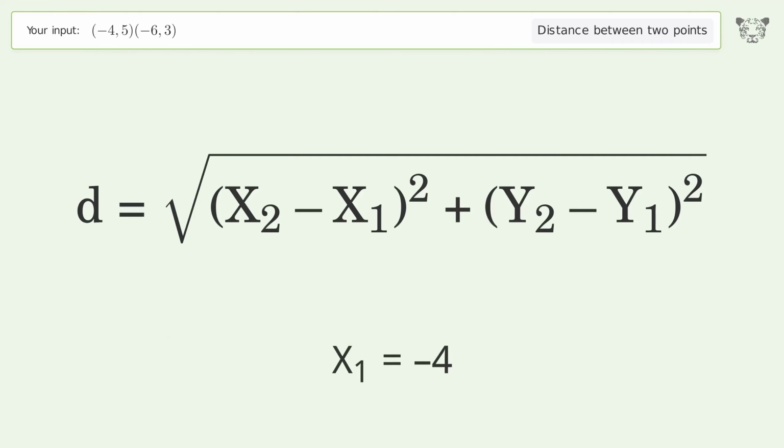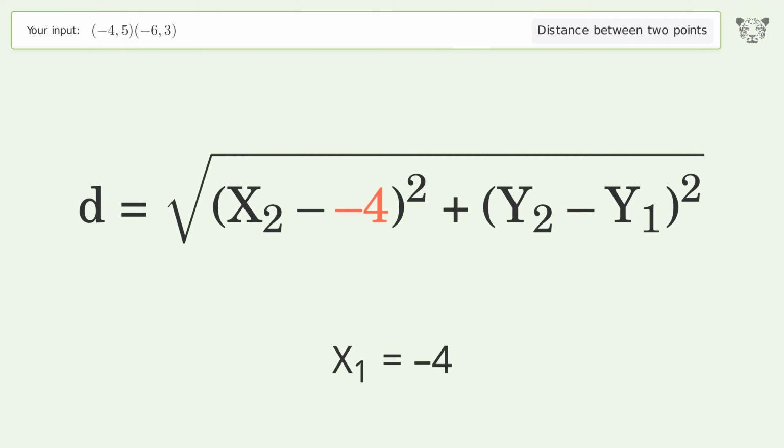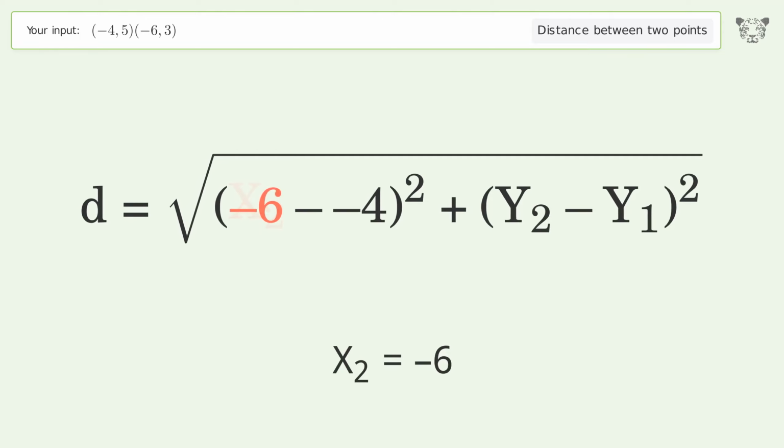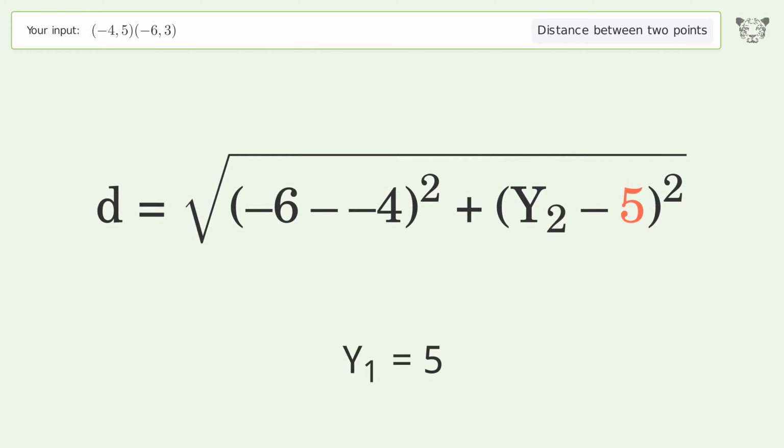x1 equals -4. x2 equals -6. y1 equals 5. y2 equals 3.